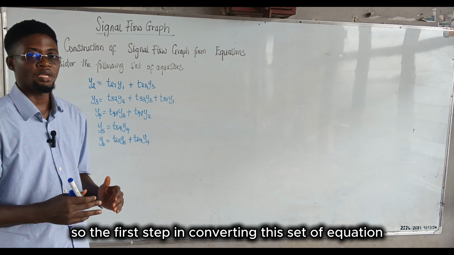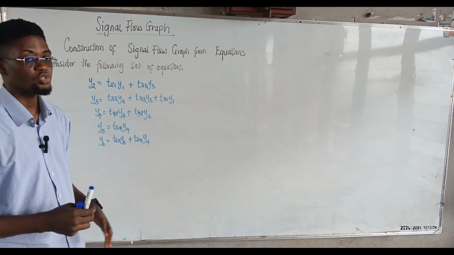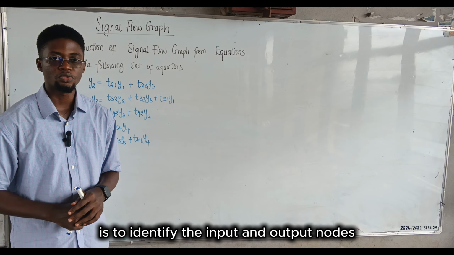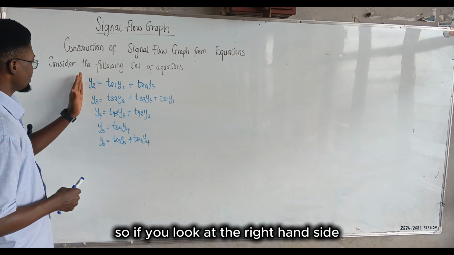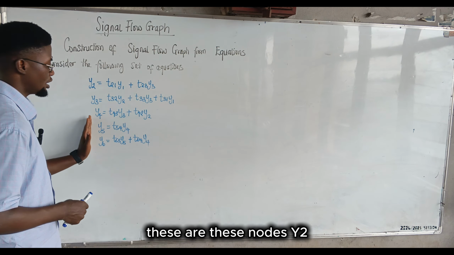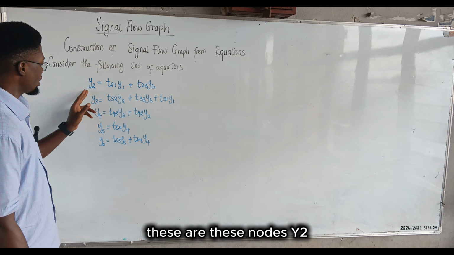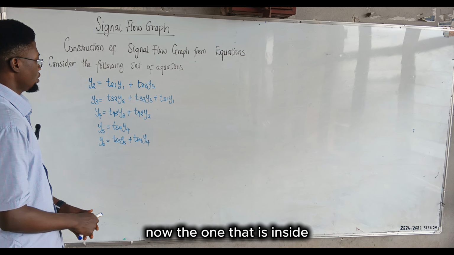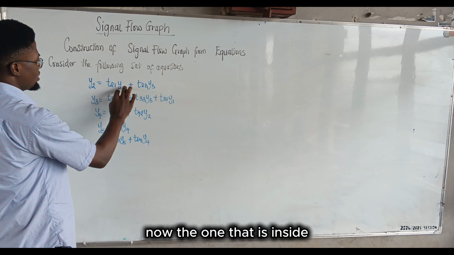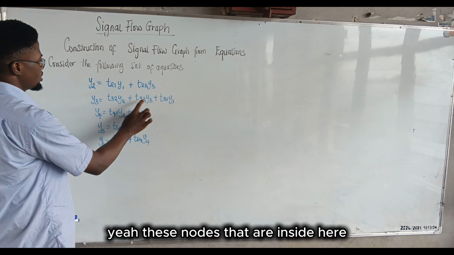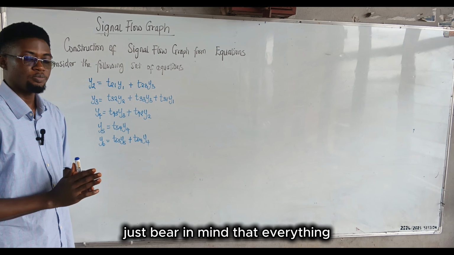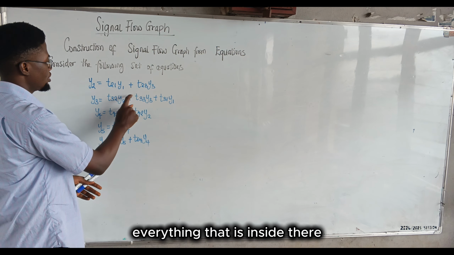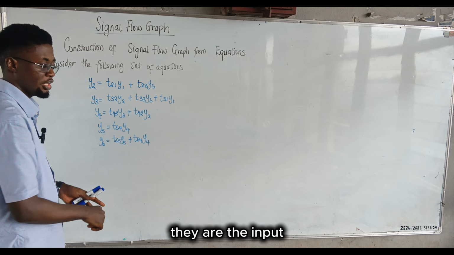So the first step in converting this set of equations to a signal flow graph is to identify the input and output nodes. If you look at the right hand side, these nodes y2, y3, y4, y5, and y6 are the output nodes. Now, the nodes that are inside here are supposed to be the input nodes. Just bear in mind that everything that is here is supposed to be the output. Everything that is inside here, they are the inputs.